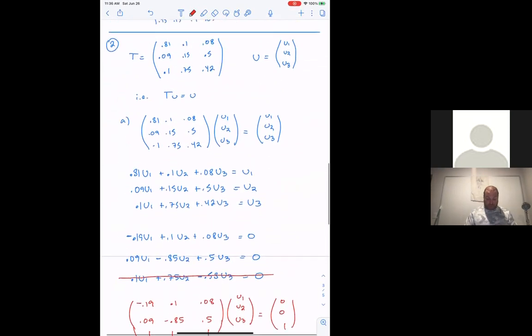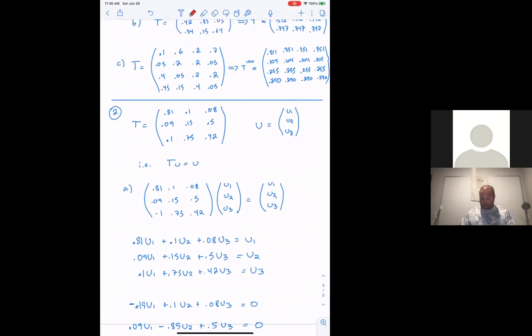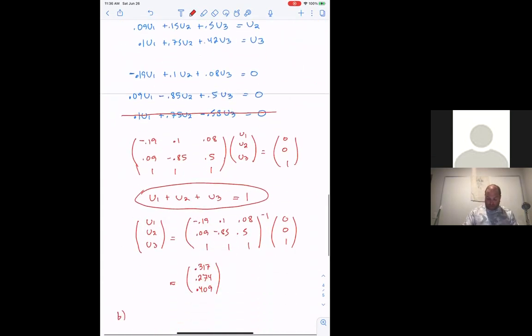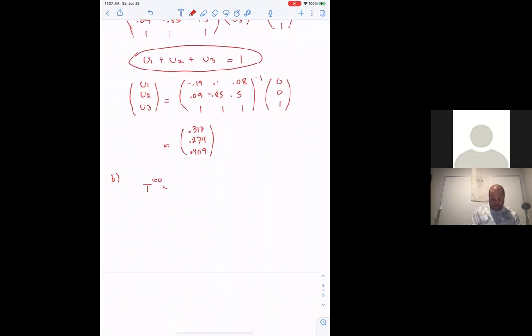Well, the long-term probability matrix has to come back to T. So let's edit a 3 by 3. It's going to be 0.81, 0.1, 0.08, 0.09, 0.15, 0.5, 0.1, 0.75, 0.42. And let's take this matrix to the 100th power. So what is T to the 100th power? It is 0.317, 0.274, 0.409, 3 times.